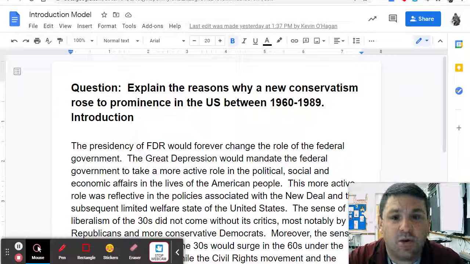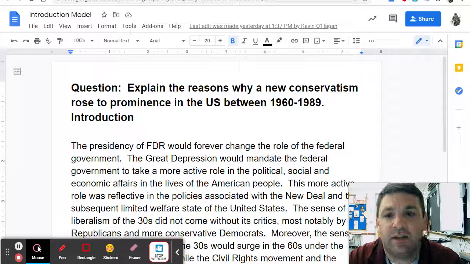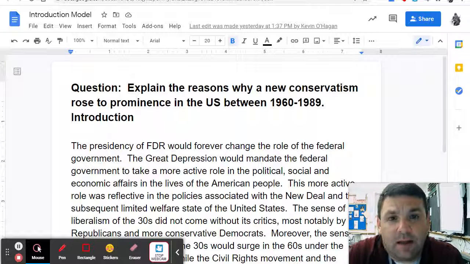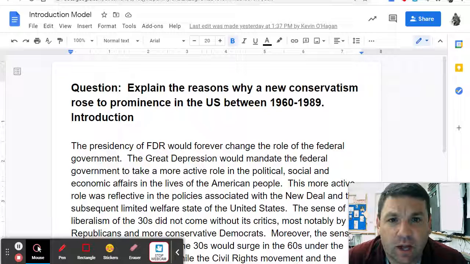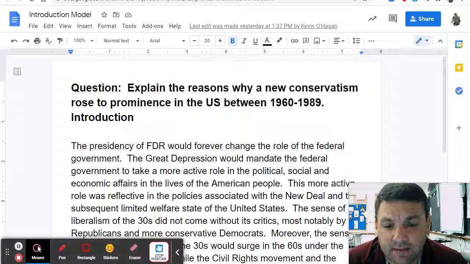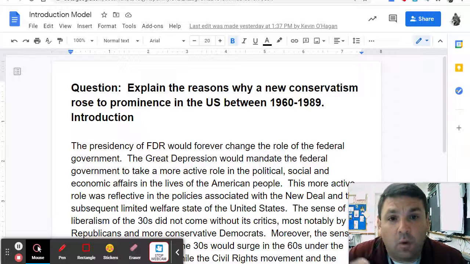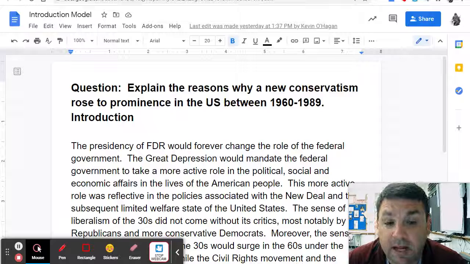Explain the reasons why a new conservatism rose to prominence in the United States between 1960 through 1989. Now, this was a released DBQ from College Board. This was 2015. So in the next day or so, I will post in the description on YouTube or in Google Classroom the scoring notes from College Board for this exact DBQ. And again, if you want to do any part of this, whether it's your own introduction or your own body paragraphs, because the concepts and the skills are the same, feel free to do so.